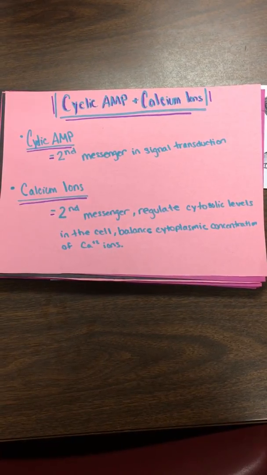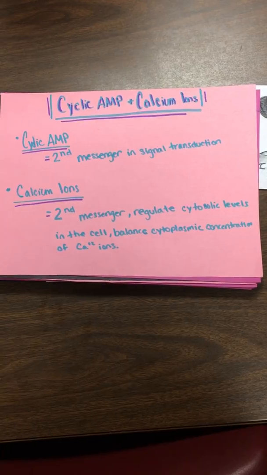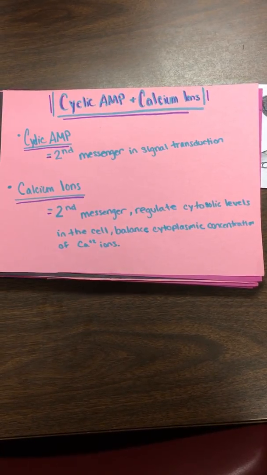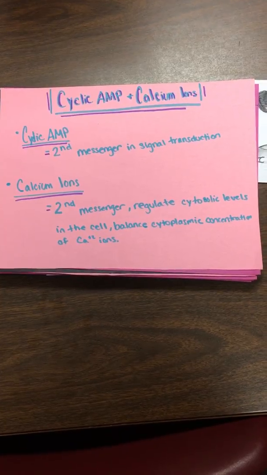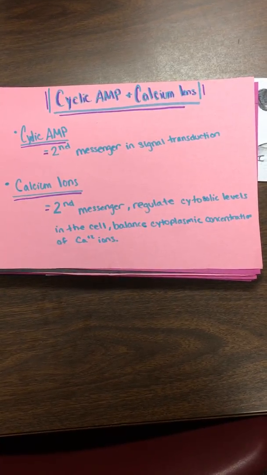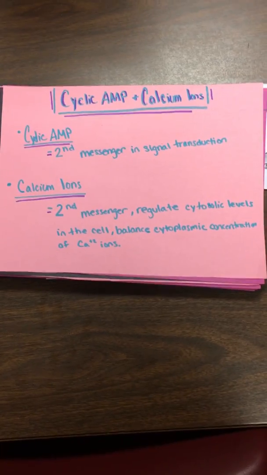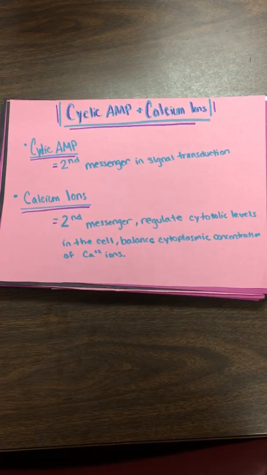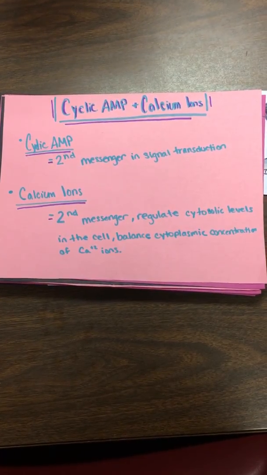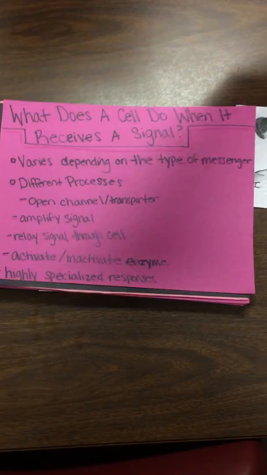Calcium ions act as a second messenger in the process of signal transduction. Calcium ions regulate cytosolic levels in the cell during the process, as well as balancing the cytoplasmic concentration of Ca2+ ions. Cyclic AMP is another kind of second messenger used in the process of signal transduction. Adenylate cyclase converts ATP into cAMP.